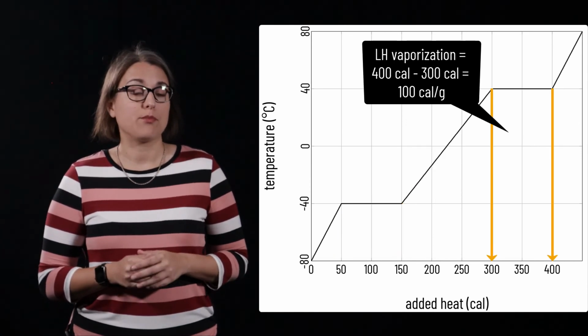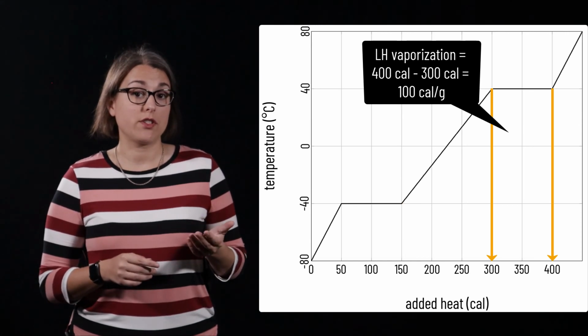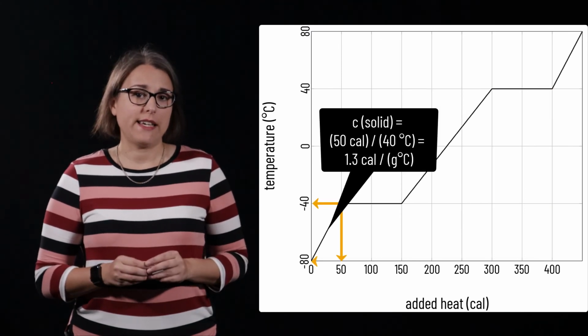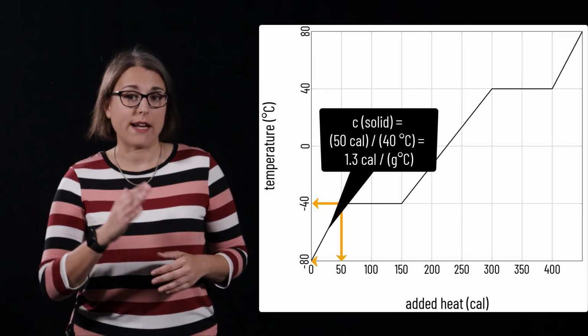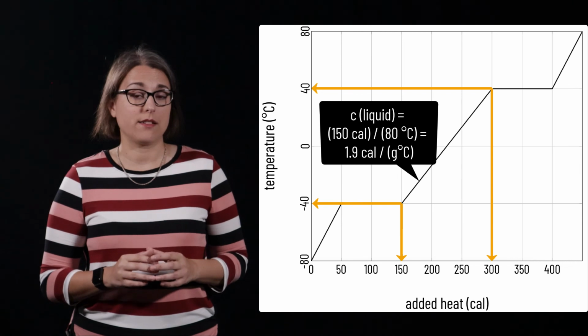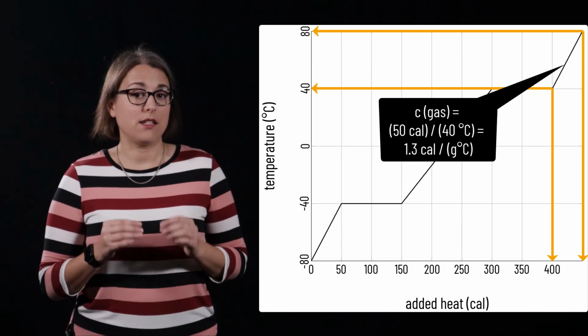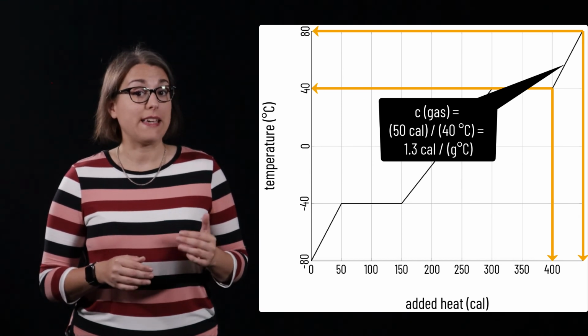The latent heat of vaporization can be determined by reading how many calories it takes to convert the substance from a liquid to a gas. The specific heat capacity is equal to the inverse of the slope in each of the rising slope areas. You can calculate the specific heat capacity of solid, liquid, or gas by dividing the number of calories it takes to heat the substance in that state of matter by the increase in temperature of the substance.